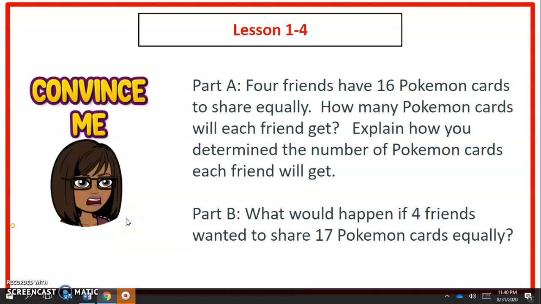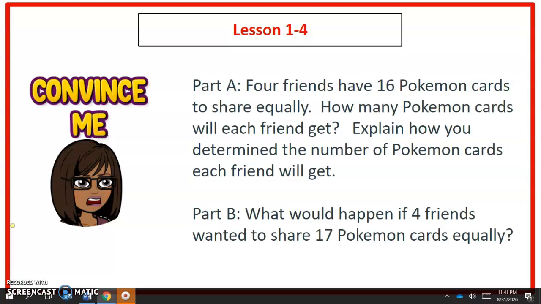Now it's time for your exit ticket. For your exit ticket, you guys will be completing the Convince Me on Canvas. You will be doing lesson 1-4, Convince Me. The question says, 4 friends have 16 Pokemon cards to share equally. How many Pokemon cards will each friend get? Explain how you determine the number of Pokemon cards each friend will get. Part B says, what would happen if 4 friends wanted to share 17 Pokemon cards equally?